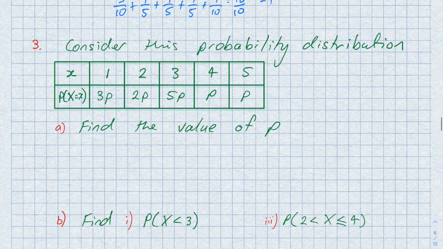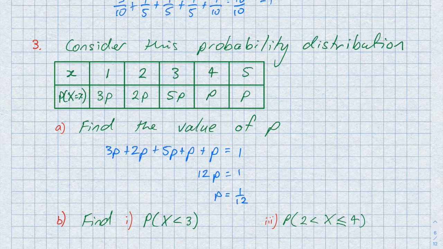Okay, consider this probability distribution. Find the value of p. So we've got 3p plus 2p plus 5p plus p plus p equals 1. So that's 12 p's on the left. So 12p equals 1, and p equals 1 on 12.